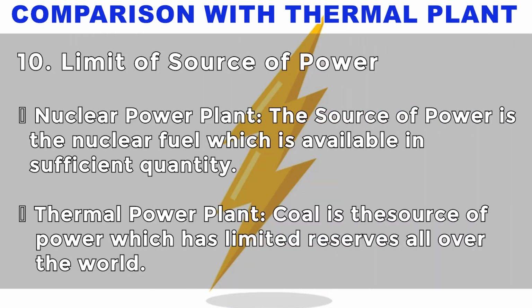Next comparison is limit of source of power. In a nuclear power plant, the source of power is the nuclear fuel, which is available in sufficient quantity. It is because a small amount of fuel can produce huge power.